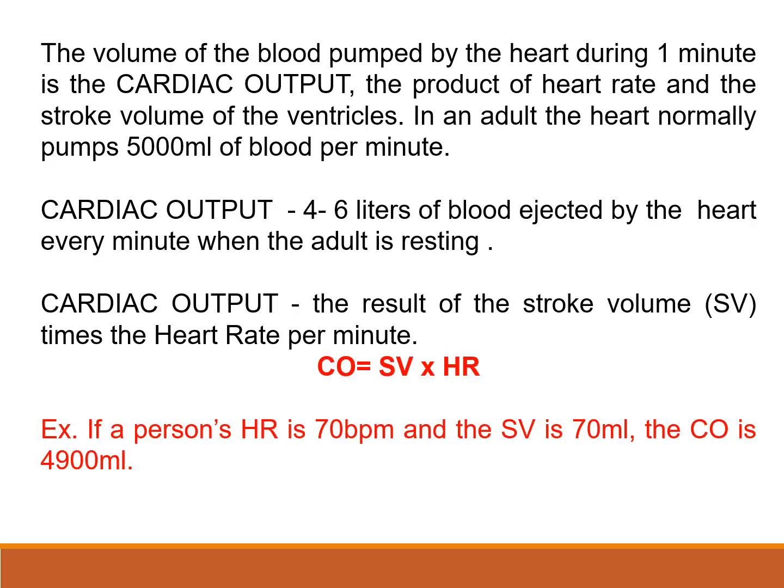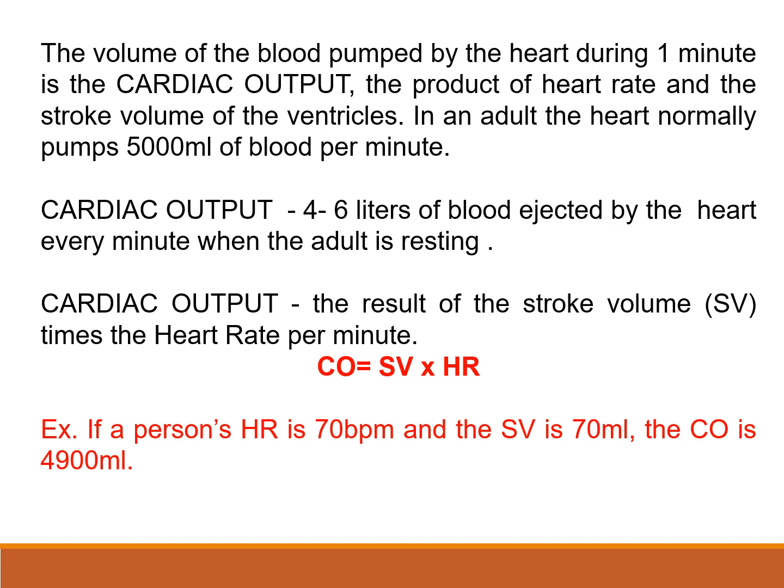The volume of blood pumped by the heart during 1 minute is the cardiac output, the product of heart rate and the stroke volume of the ventricle. In an adult, the heart normally pumps 5 liters of blood per minute. A change in heart rate or stroke volume does not always change the output of the heart or the amount of blood in the arteries. For example, if a person's heart rate is 70 beats per minute and the stroke volume is 70 milliliters, the cardiac output is 4.9 liters per minute.